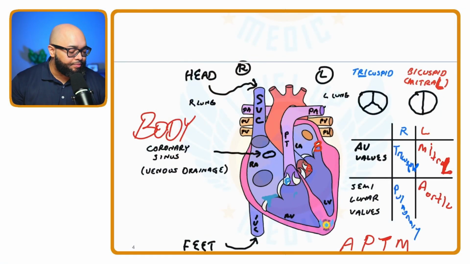What is that condition called when it doesn't close, and we need to either give medications or do surgery to close that at birth? What's that called? Okay, that's patent ductus arteriosus, right? Okay, so let's go back to this.